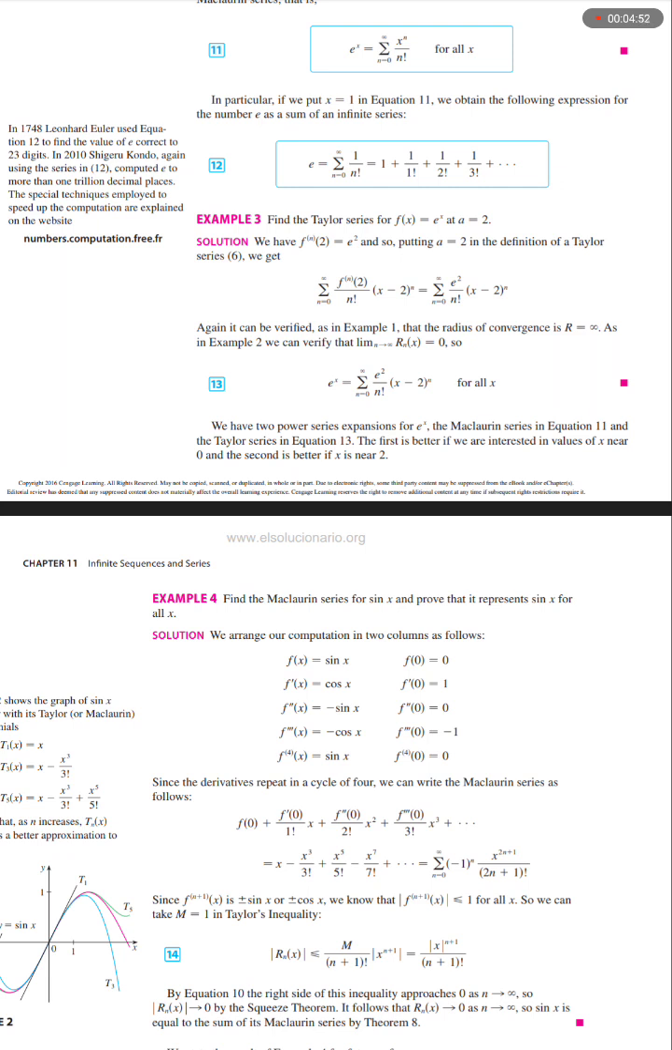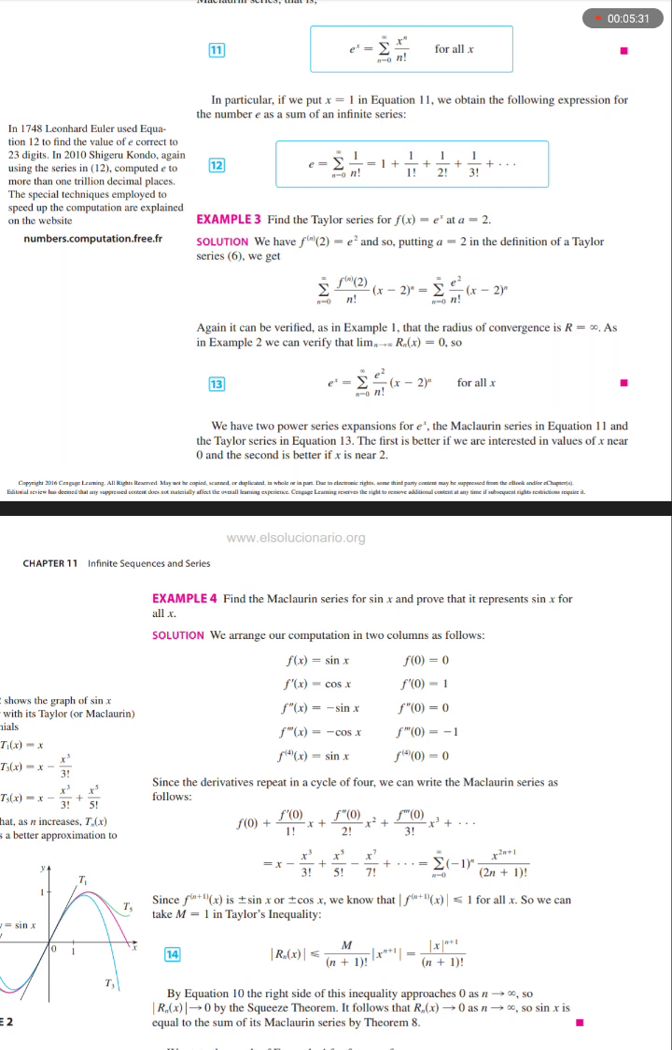we get the sum from n equals 0 to infinity of the nth derivative of f at 2 over n! times (x minus 2)^n, which equals the sum from n equals 0 to infinity of e^2 over n! times (x minus 2)^n. Again, it can be verified as in example 1 that the radius of convergence big R equals infinity.